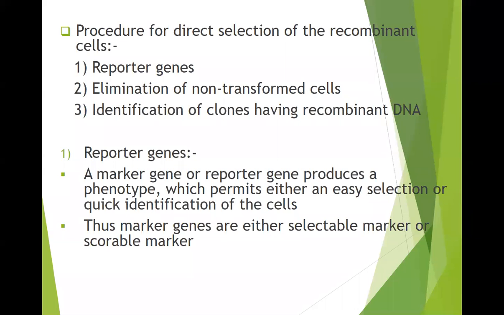One is by using reporter genes or marker genes. Second, we should be able to eliminate the non-transformed cells. When we allow the transformation reaction to take place, it's not that all the cells will be transformed. You will have a mixture of transformed and non-transformed cells. So you should be able to eliminate the non-transformed cells after the transformation reaction.